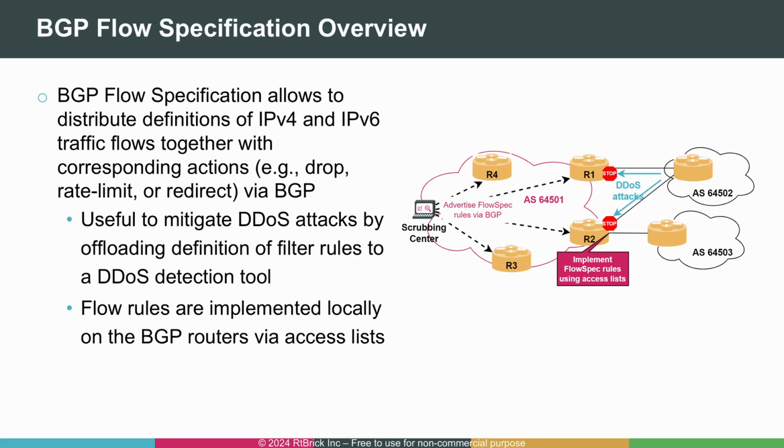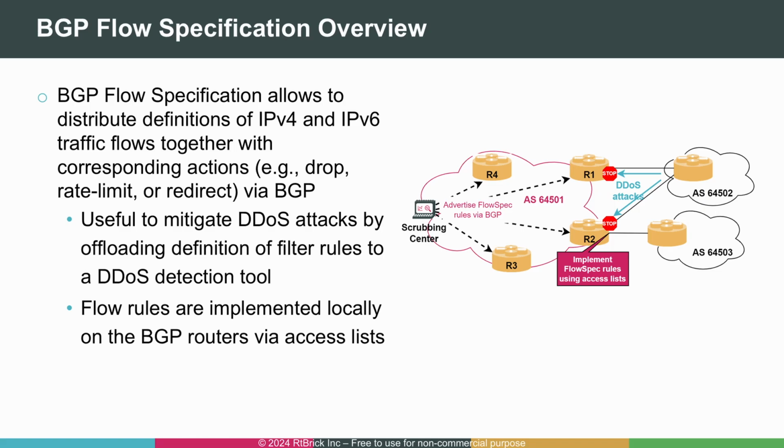RFC 8955 addresses this challenge by defining flow-specific rules that can be configured at a central point upon detecting an attack, and then distributed via BGP to all routers in the network. This central point is typically co-located with the DDoS detection system. The flow-specific rules are then enforced locally by the BGP routers.